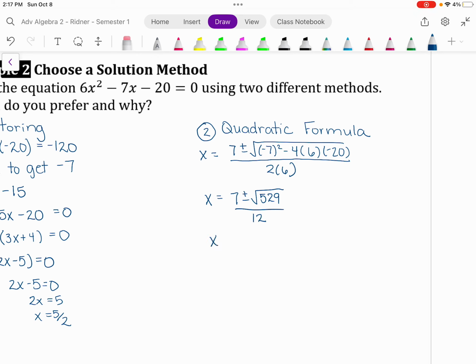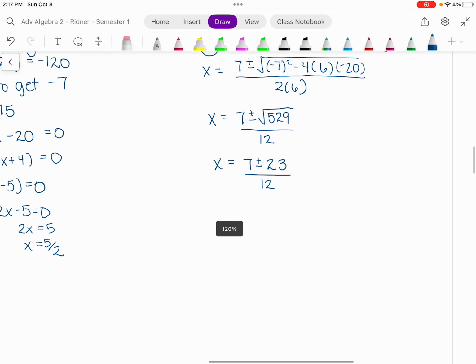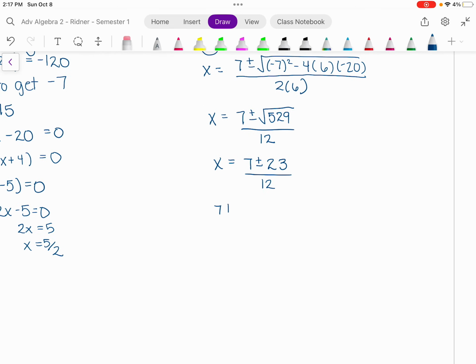And then, because I know you have all of your perfect squares memorized, just kidding, I didn't have this one memorized either. The square root of 529 is actually 23. So type that in your calculator. It won't give you a crazy decimal like the square root of 5, it would be just 23. All right. So now I have 7 plus 23 over 12. And then I have 7 minus 23 over 12.